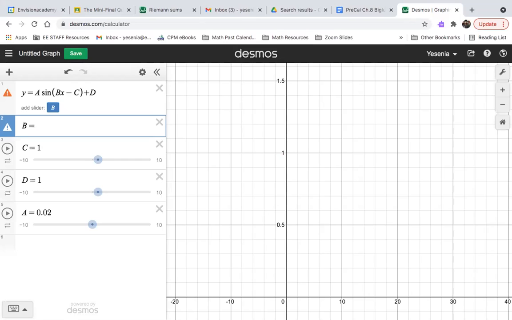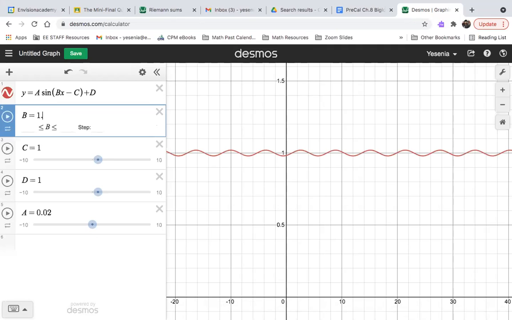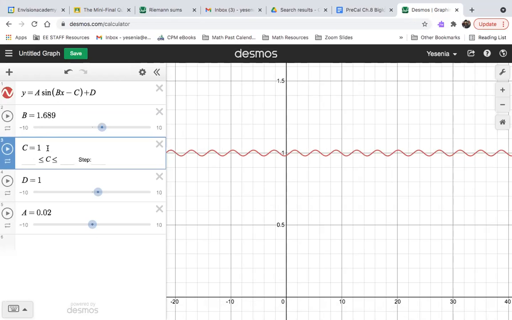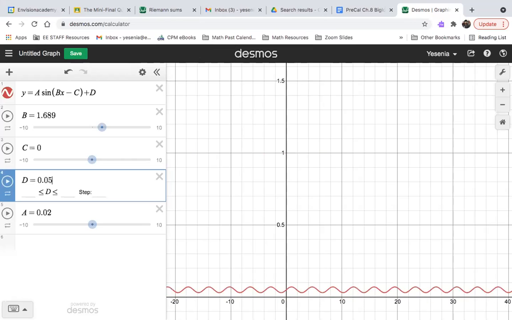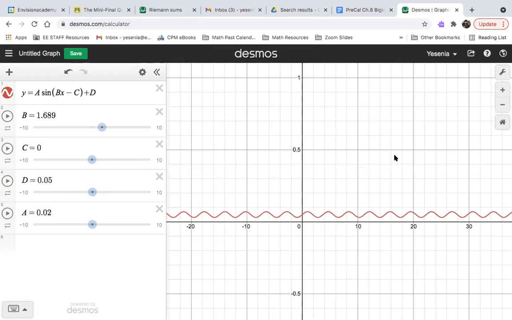My B value, I put it in the chat, like the number 169. 1 point what? 1.689028330. I get rounded, so I just put 1.689. That's okay. And what's your C? We said C was 0, right? Yes. And then D is 0.05. Okay, so this is your wave.